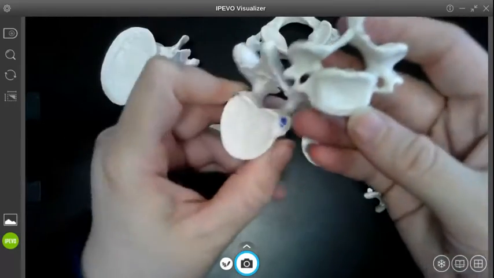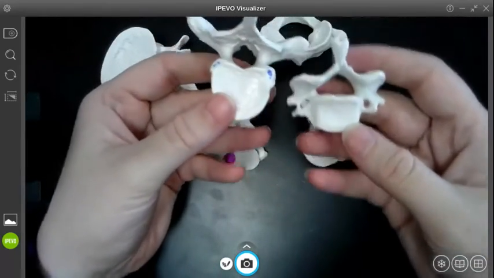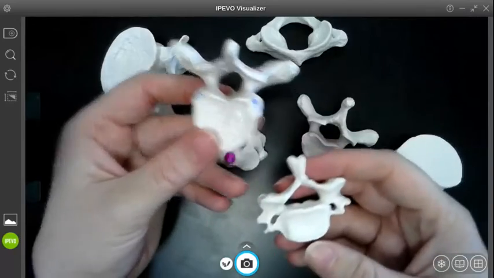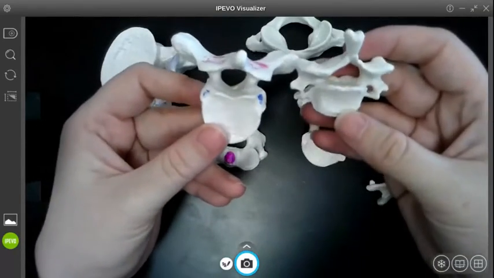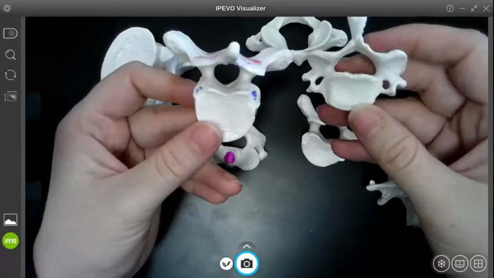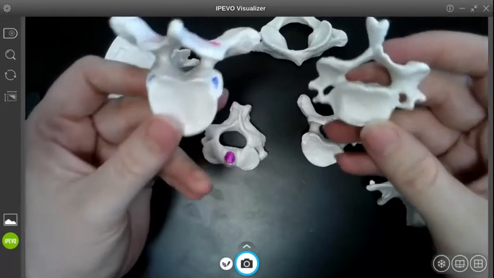Now, in contrast with this one, now they're both smaller. You can tell they're different shapes. This is a thoracic vertebrae. It does not have those foramina there. It's missing that, so I know, okay, these are not the same type.